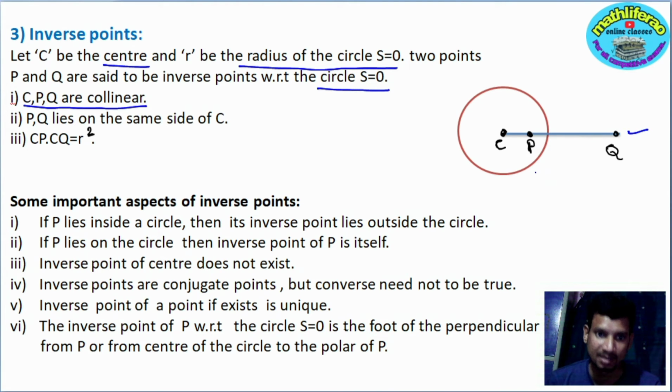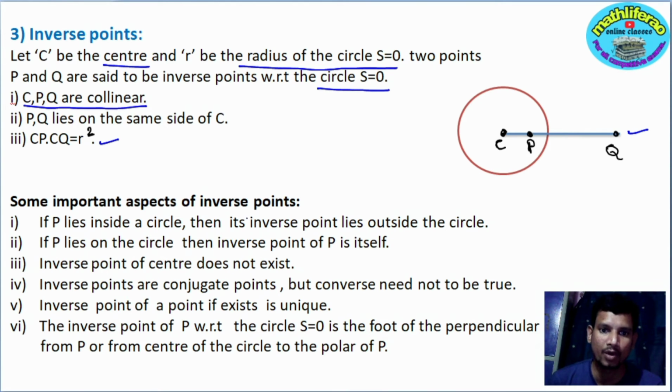First condition is done. Second one: P and Q lie on the same side of C, that is, P and Q points lie on the same side of the center of the circle. Next, third one: CP into CQ equal to r square. CP into CQ, the C to P distance into the C to Q distance, equals radius square. If these conditions are satisfied, P and Q are called inverse points.